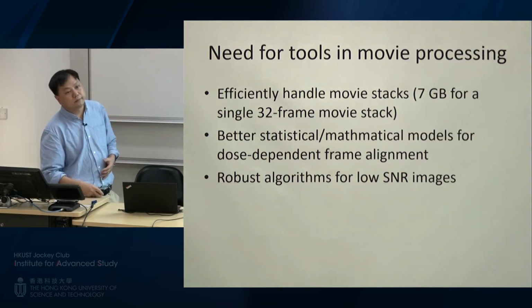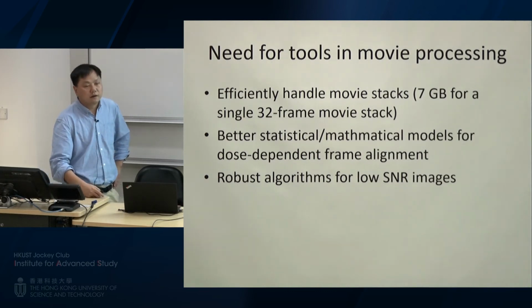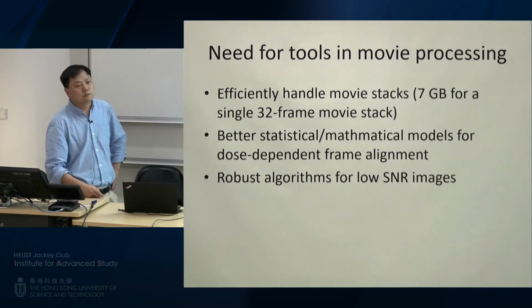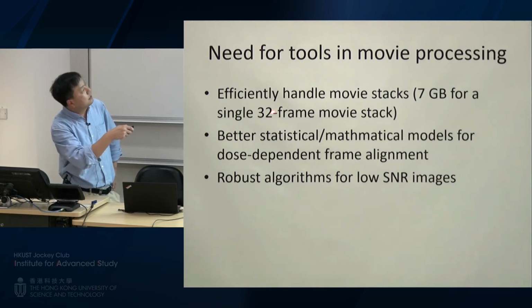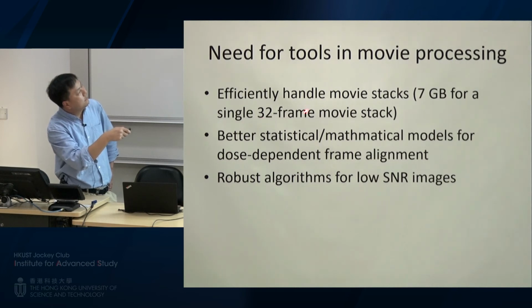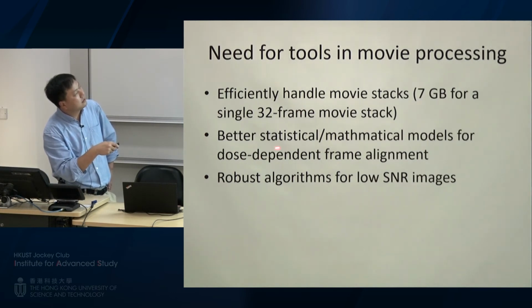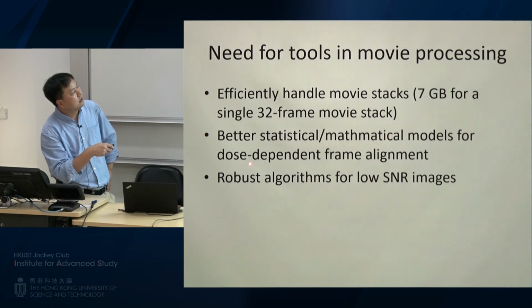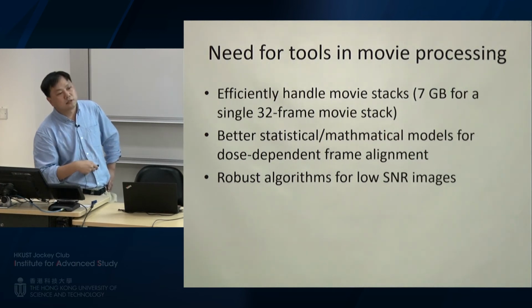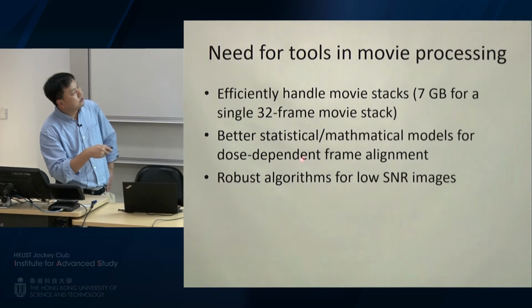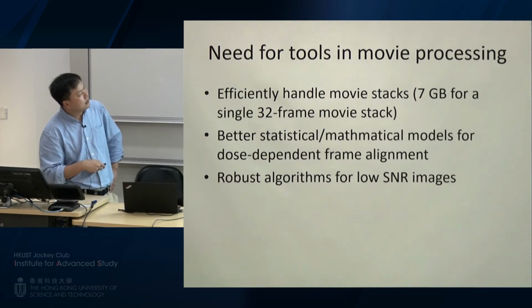What movie processing means is that for a single image, we will have 30, 40, or even 100 movie frames. So usually, if it's a 30-frame movie stack, we will have a file size of 7 gigabytes. It's huge, so it will cause a lot of computation burden. And we need better statistical or mathematical models for dose-dependent frame alignment, and also for 3D classification.